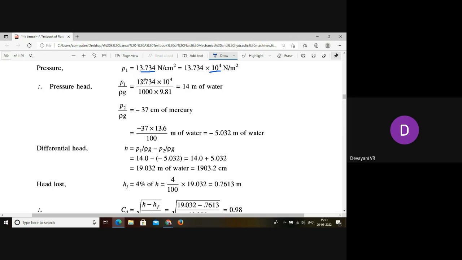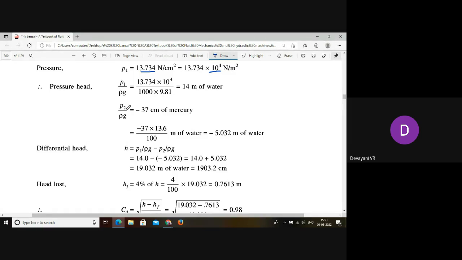So the value will be 13.734 into 10 power 4 by the mass density of the water. Why? Because they have given the flowing liquid is water. So we are taking mass density of water as 1000, and the acceleration due to gravity value in terms of meter per second square is 9.81 meter per second square. So substituting the values, we can get the pressure head as 14 meters of water. The head is in meters, the pressure is in Newton per meter square.